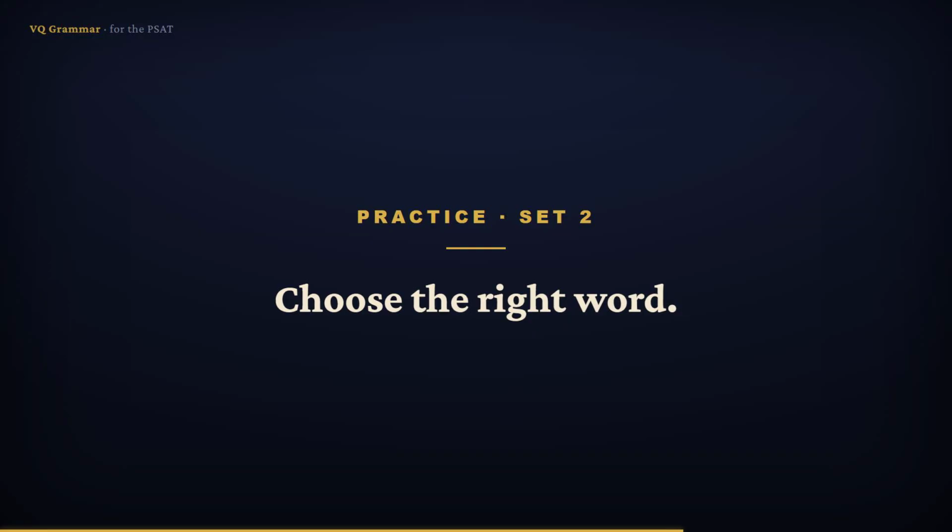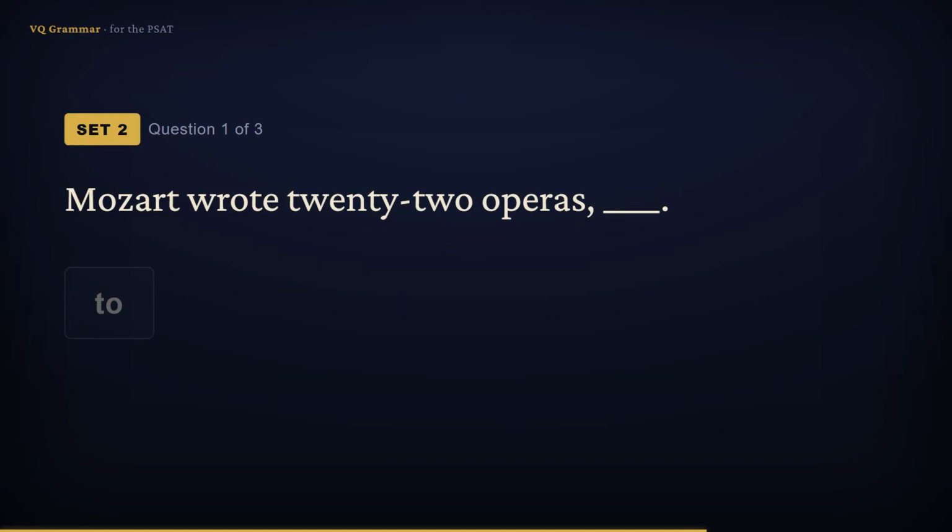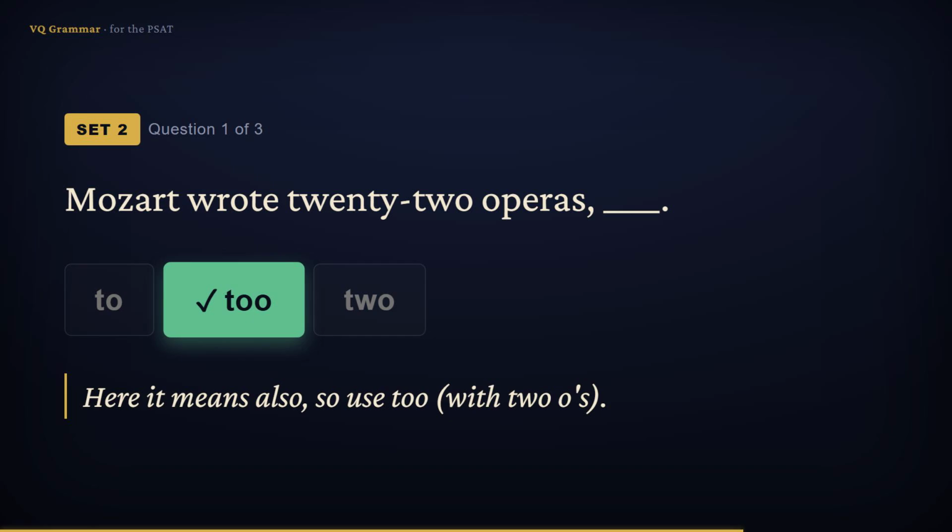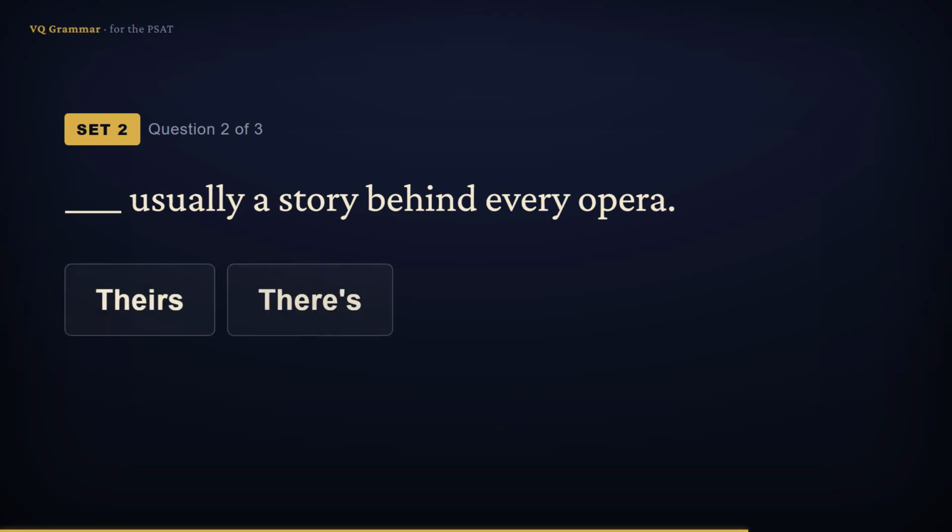Three more. Same tools. Expand the apostrophe words, and the extra O in too means also or excessive. Pause and try each one. Mozart wrote 22 operas. Blank. At the end like this, it means also. Also is too with 2 O's. To would be direction. Two would be the number. So the answer is too.